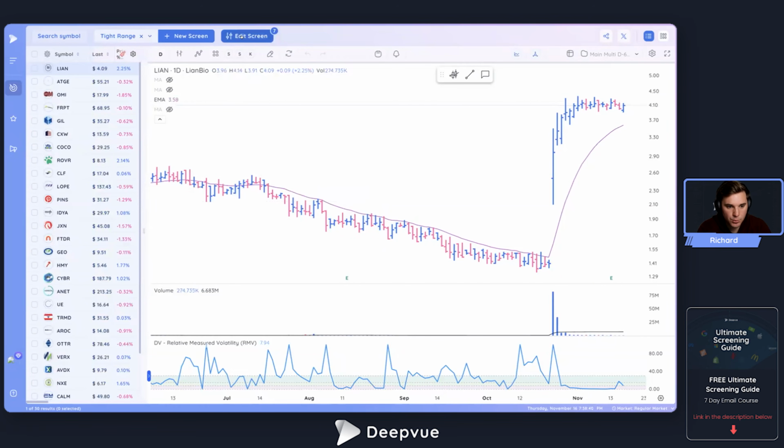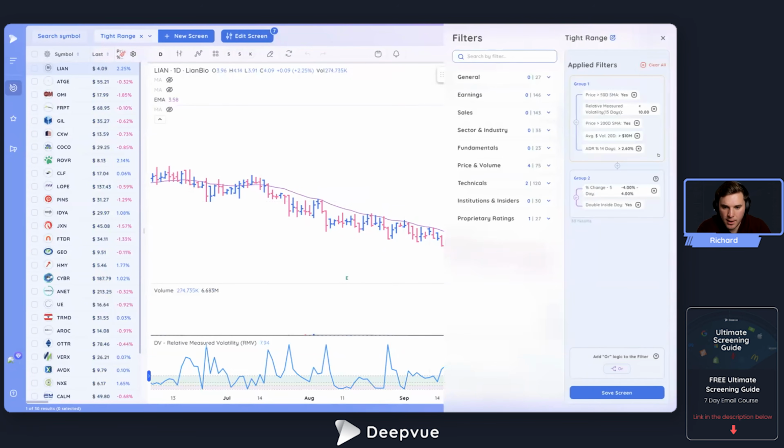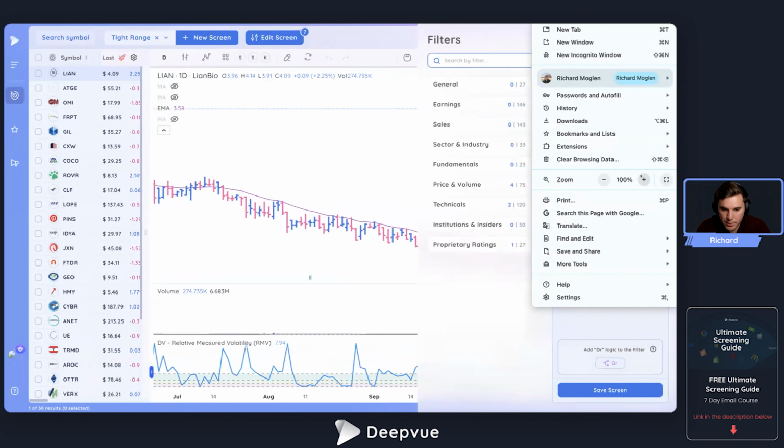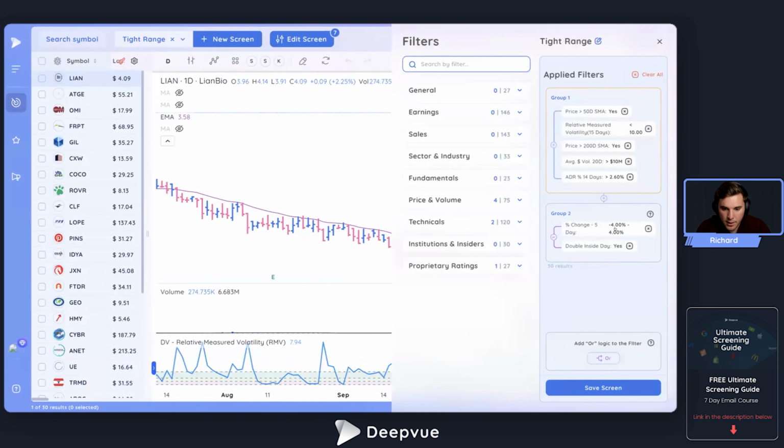Excuse me, and we can take a look at the criteria again. I went through it all already, but basically this one is more looking for stocks in ranges specifically. That's what this last group is looking for, and I'll zoom in a little bit. It might be a little bit tough to see, but we're not looking for much percent change the last 5 days, or we can have a double inside day.